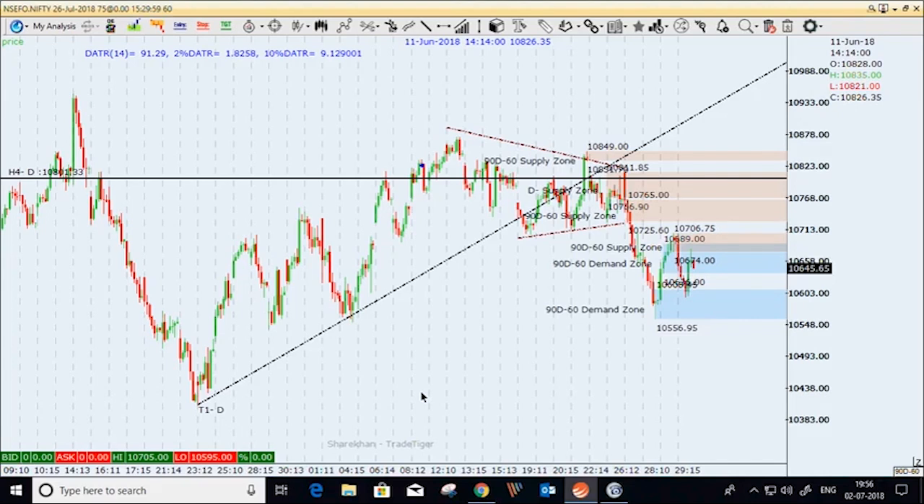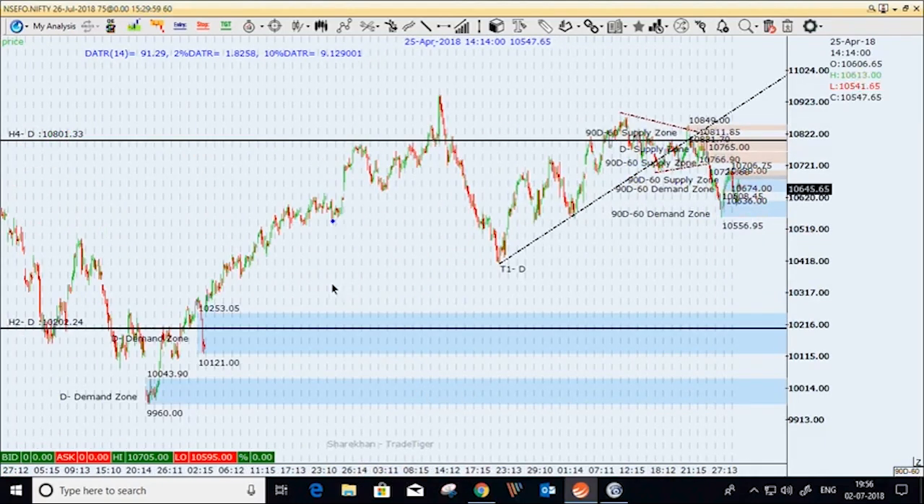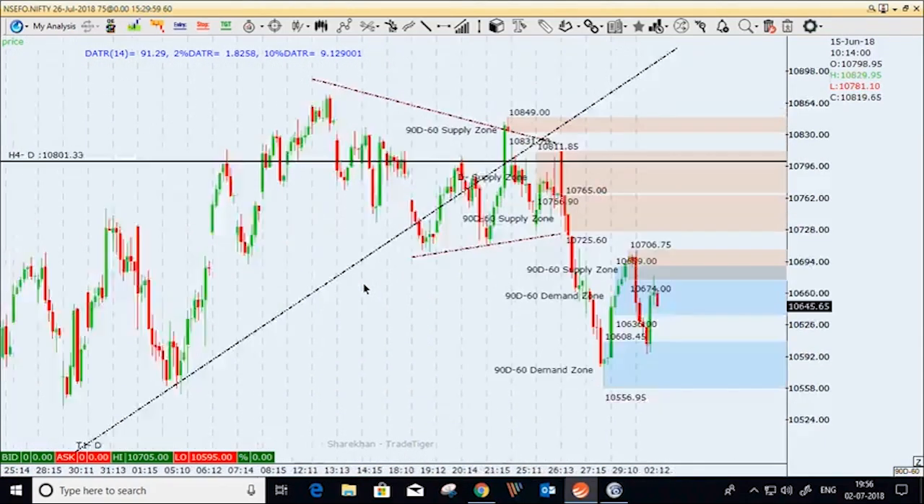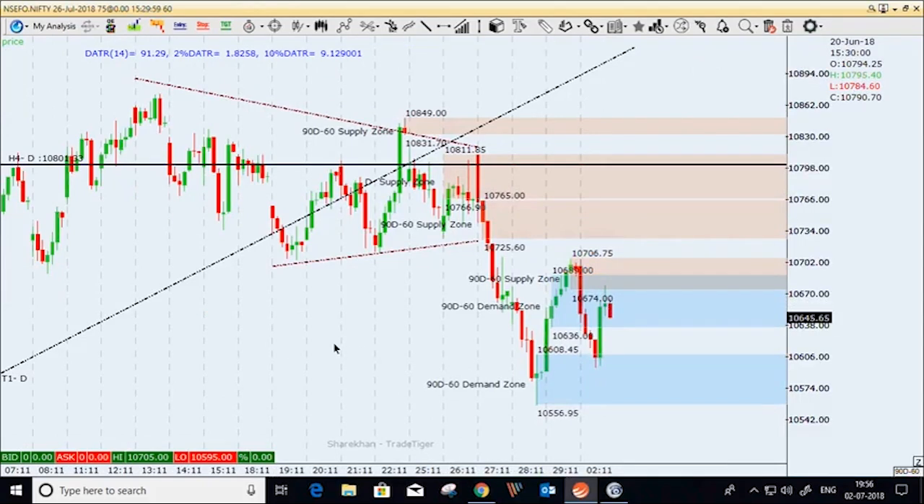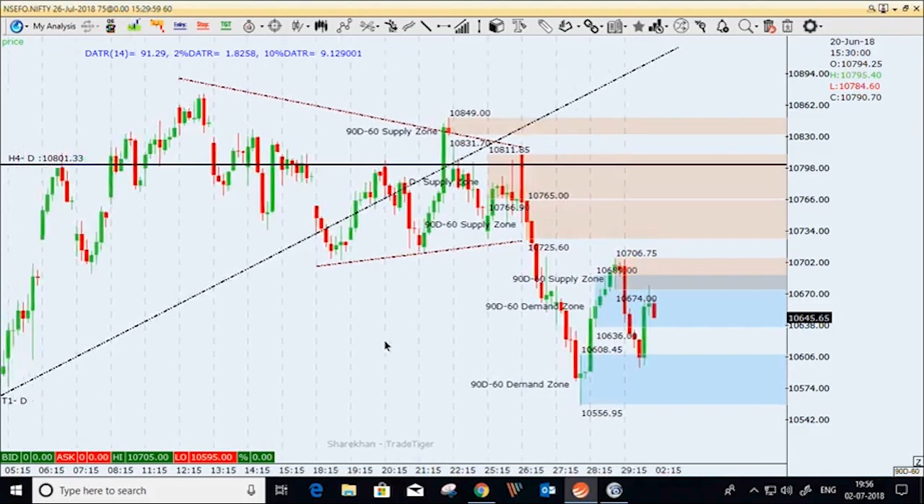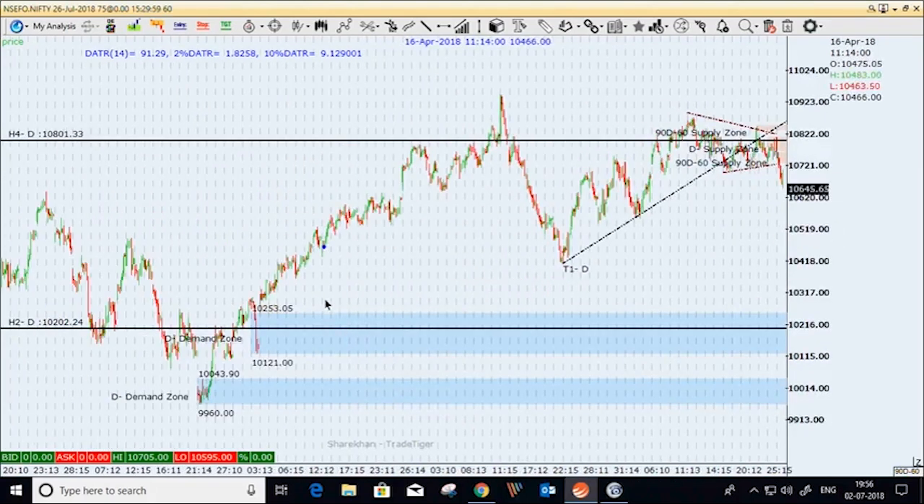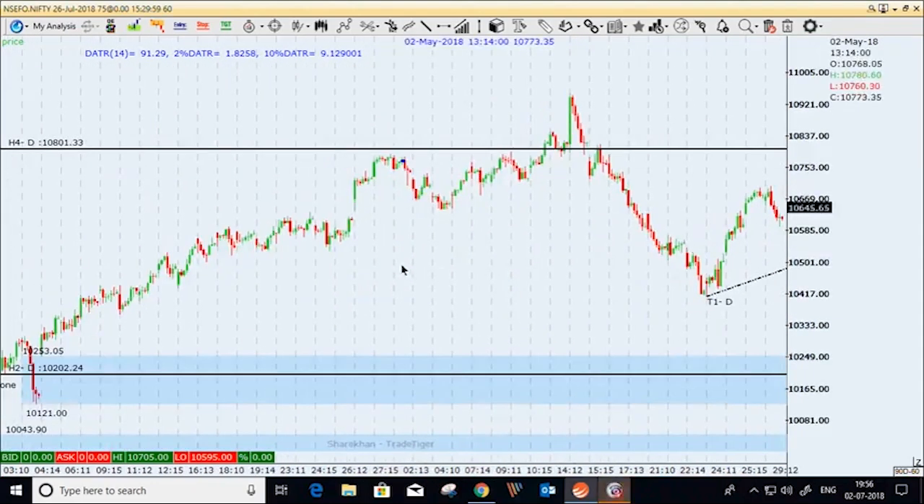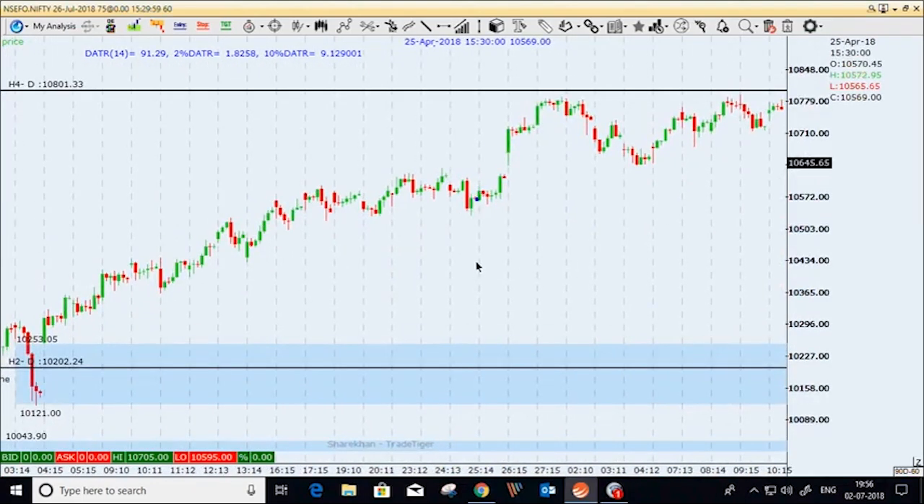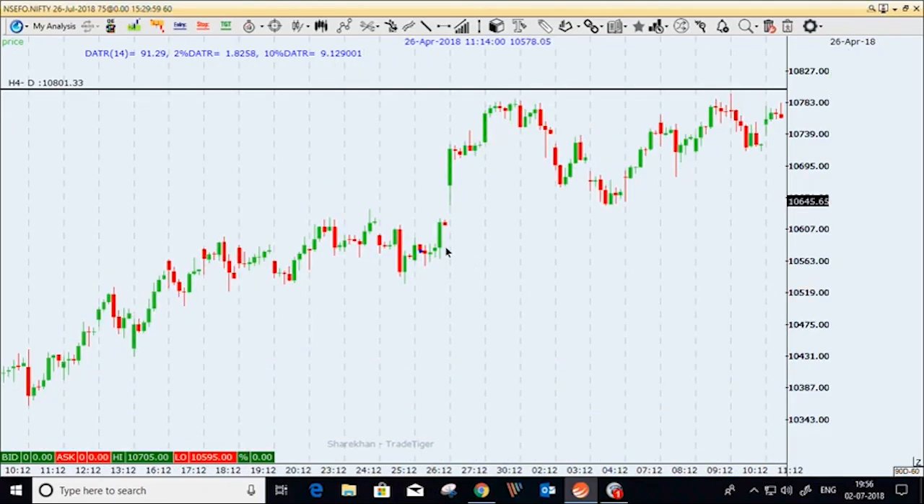Is it only one reverse zone which gives a reaction, or do many reverse zones form in the chart and they all give good reactions? So before I go and talk about reverse zones and authentic zones, it is important that you understand what is a reactionary zone. So this is a drop base rally, right? Whatever zone, I don't care.